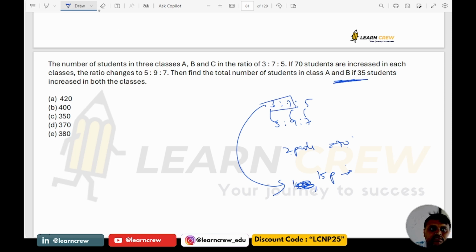3 plus 7 means 10 parts. 3 plus 7 is how much? 10 parts. 10 parts should be 350. And if 35 students are increased in both the classes, 35 plus 35, that is 70, so 350 plus 70 becomes 420.